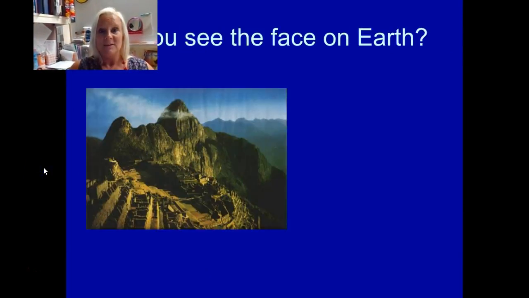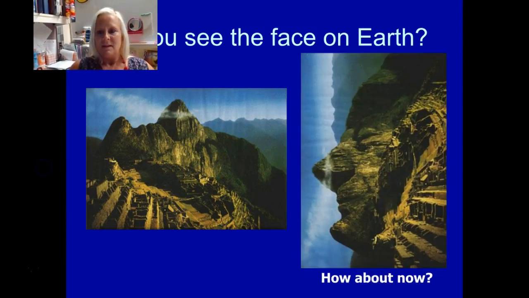I love this one. Do you see the face on Earth? It's kind of hard. But if I turn it this way, now do you see the face? Sometimes our brains don't recognize things unless they're in the exact orientation that we're used to seeing them.